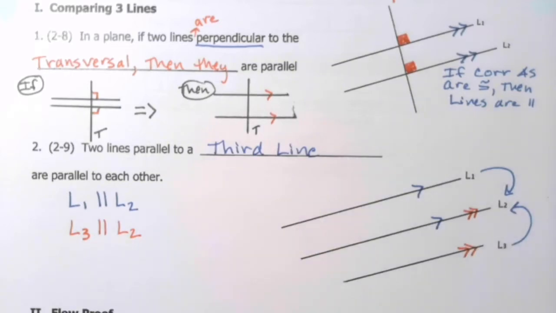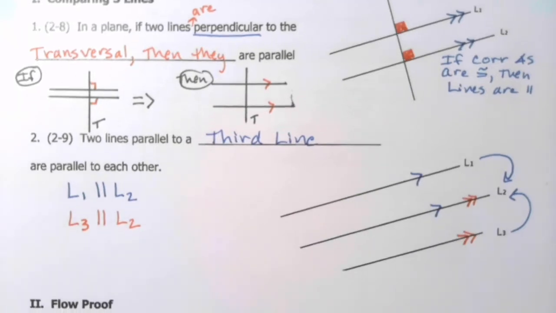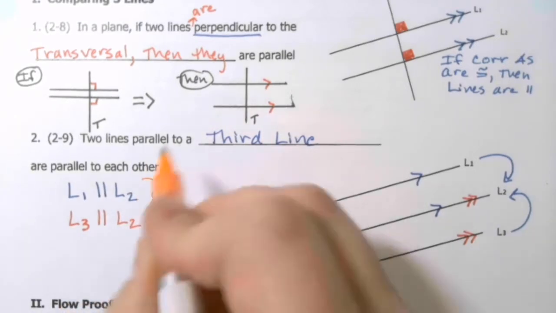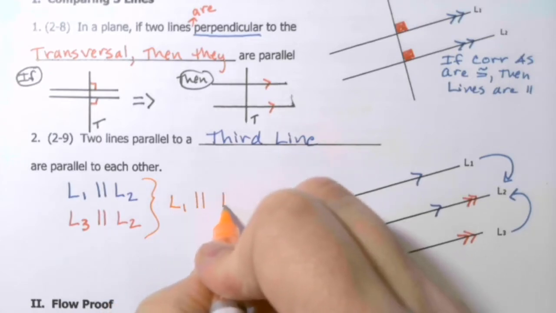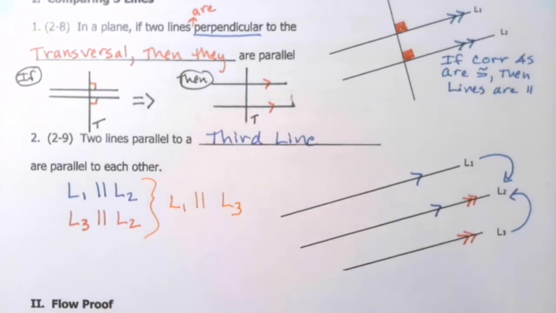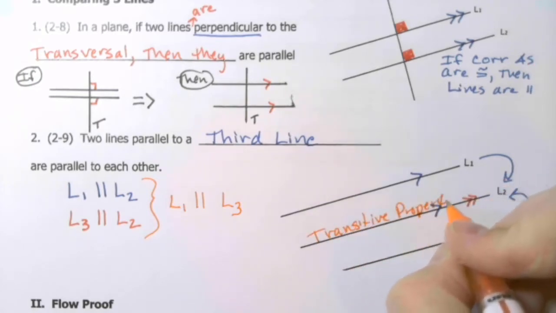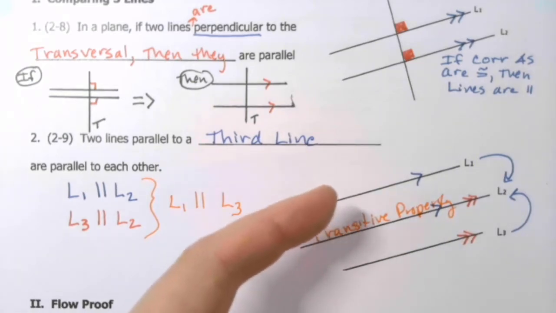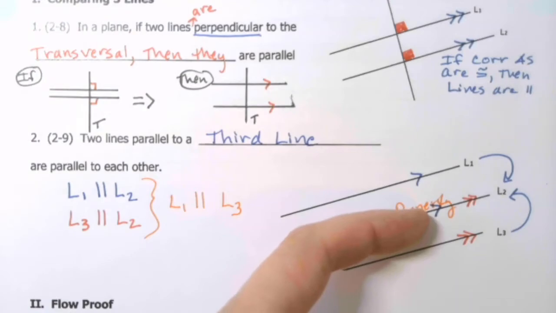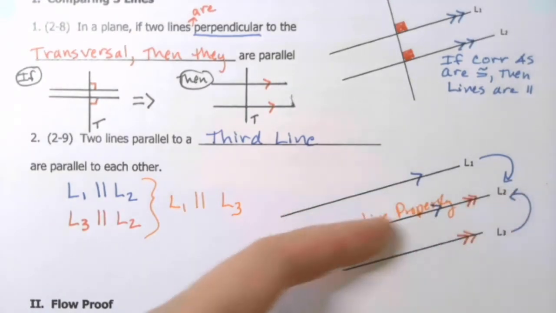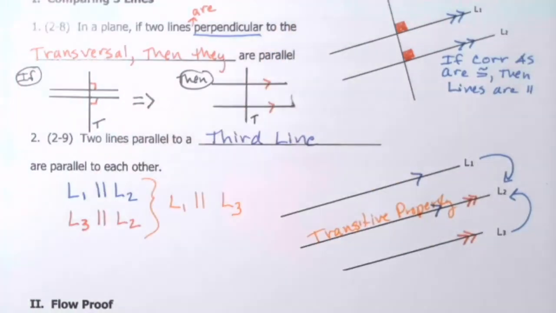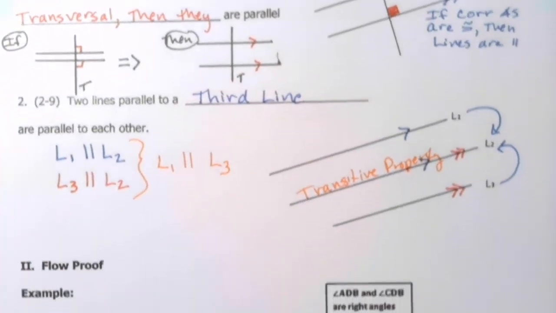So if they are both parallel to the same line, they must have the same slope as that line, which means we can say that line 1 is parallel to line 3. This is also using what's called the transitive property. That says if you compare object 1 to object 2 and object 3 to object 2, you could take object 2 out of it and just compare 1 and 3 directly. All right, so that is our three lines theorem.